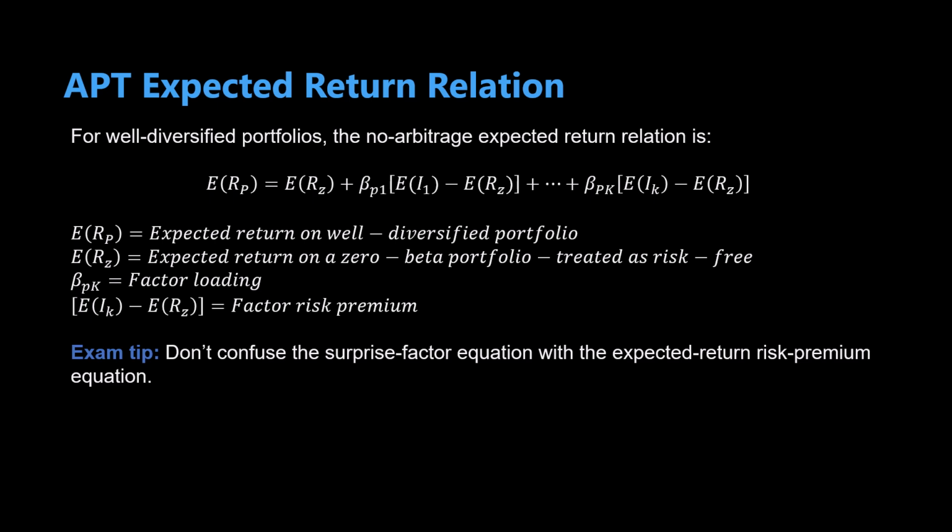For the exam, distinguish clearly between the two APT equations. The realized return equation uses actual minus expected factor outcomes. The expected return equation uses only factor risk premia. So this point is very important to remember.